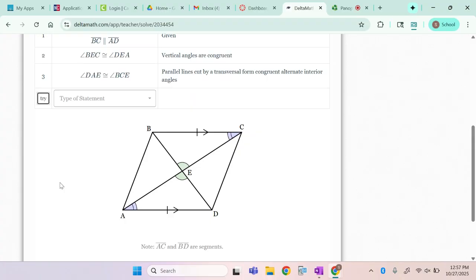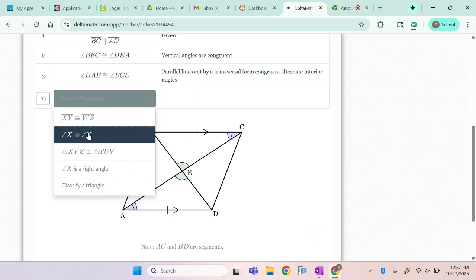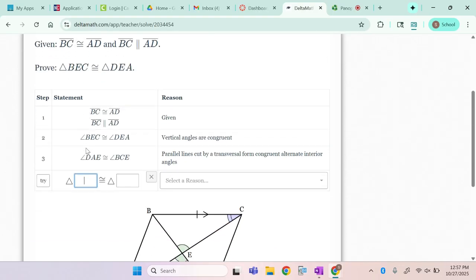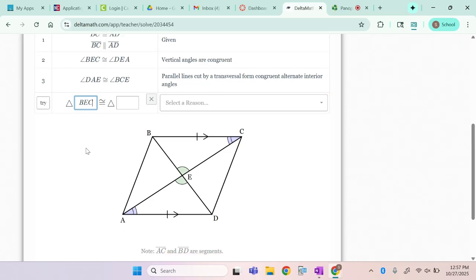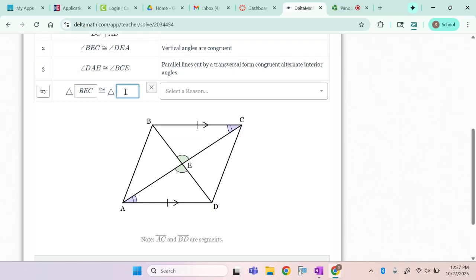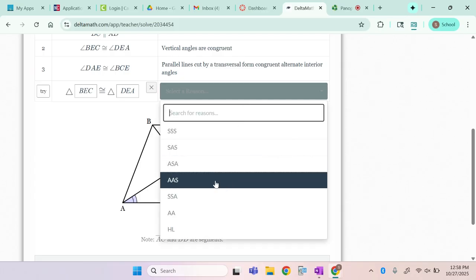So now I got enough information to show that those triangles are congruent. So I can now say that triangle BEC is congruent to triangle DEA. Why? What postulate? So I got a side and two angles. But look at where the side is. Angle, angle, side. Yep.